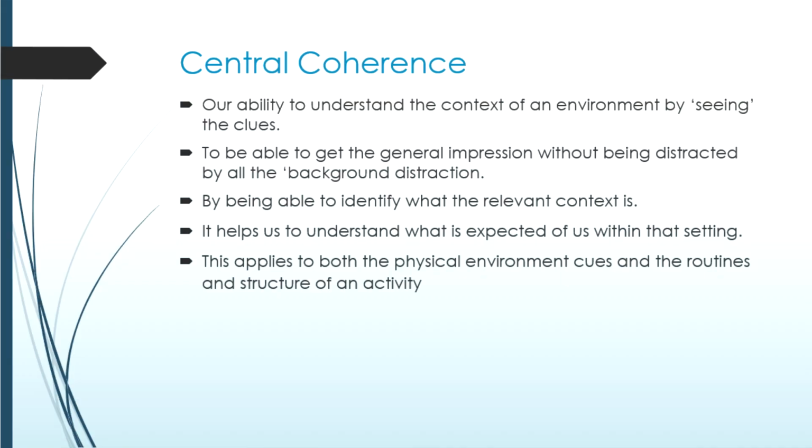The second theory is central coherence. Central coherence is about our understanding of context. We see a situation or carry out a particular task in a way that helps us to understand what we're supposed to be doing. So if you walk into a lounge, there's soft furnishings and there's an entertainment centre like a TV. So clearly the idea is to relax and sit down. So you get the context by the general image of the room.